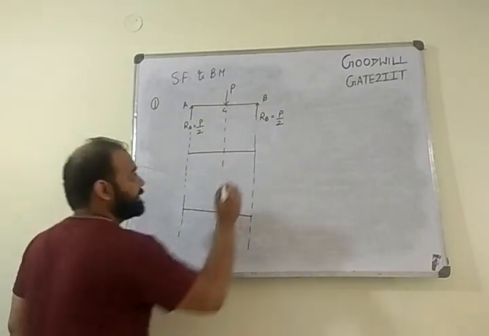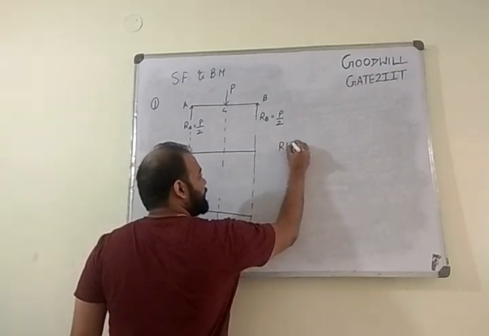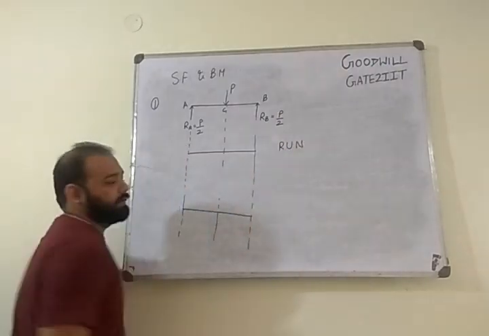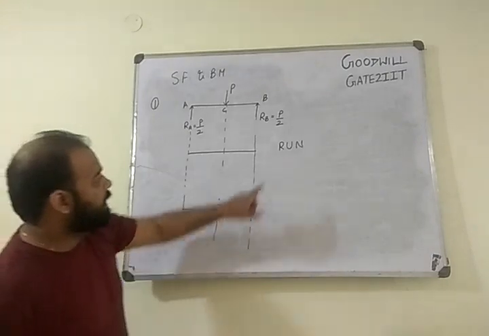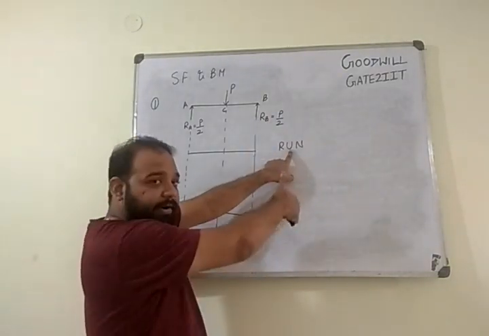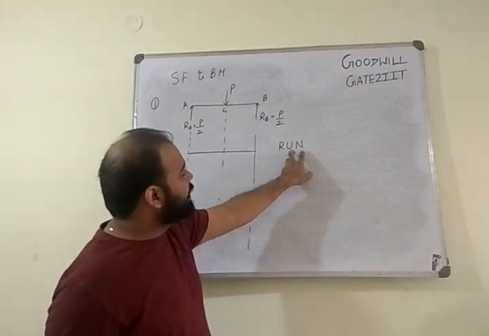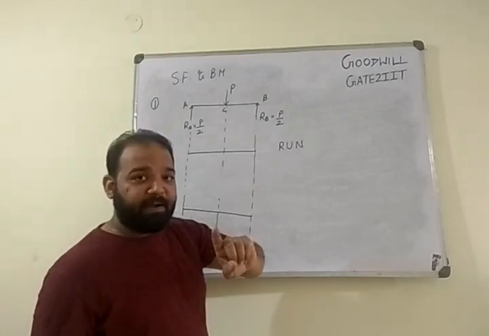Just keep one thing in mind. The rule, or the sign convention, which we'll follow will be RUN, run. Now what do you mean by this? Right hand side, any upward force will be treated as negative.